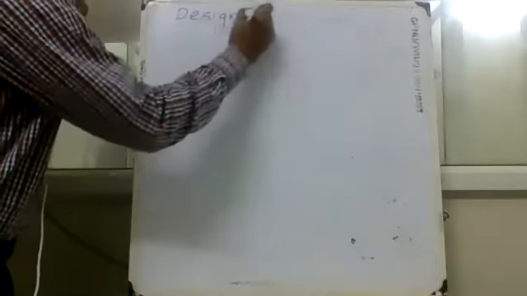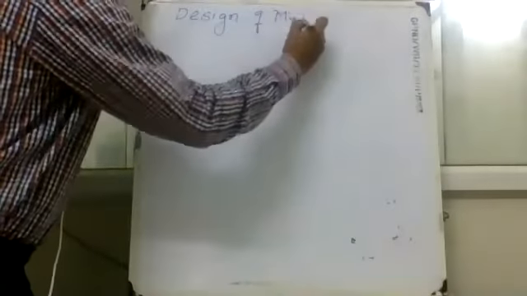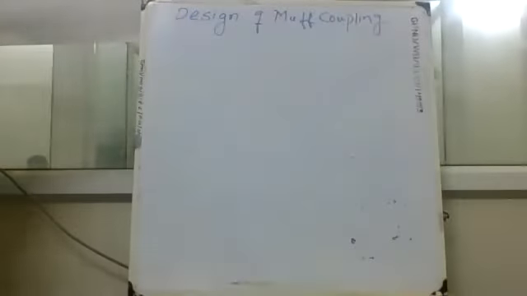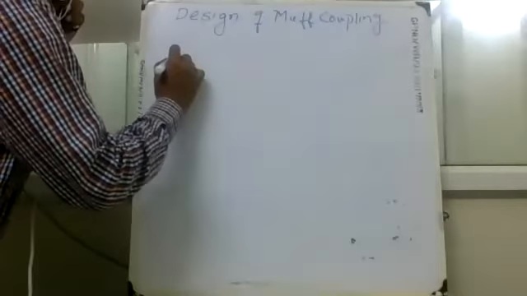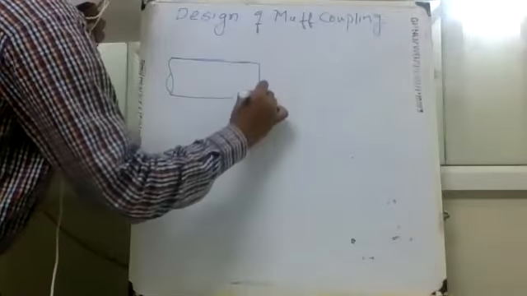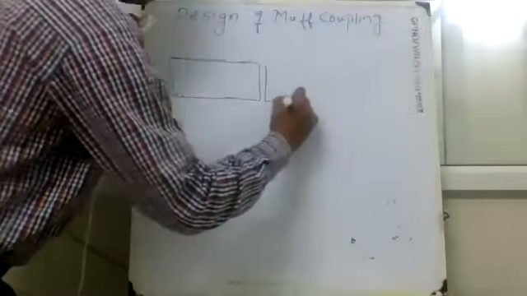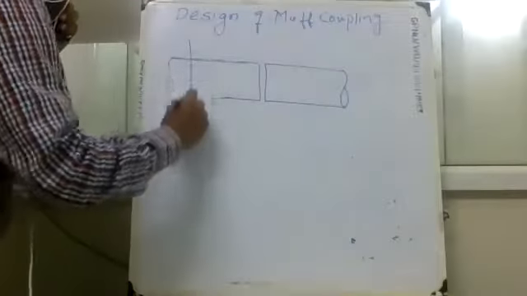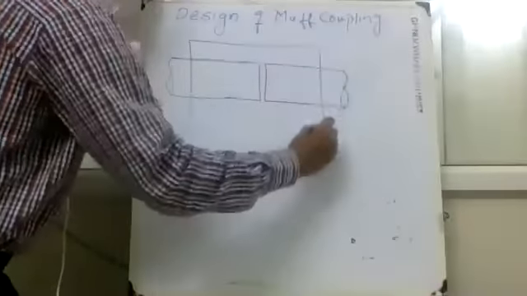We are going to see the design procedure of our muff coupling. Design of muff coupling. Muff coupling is a rigid type of coupling. Here, two shafts are connected by using one muff. You can see here, these are the two shafts which are connected by using this muff.